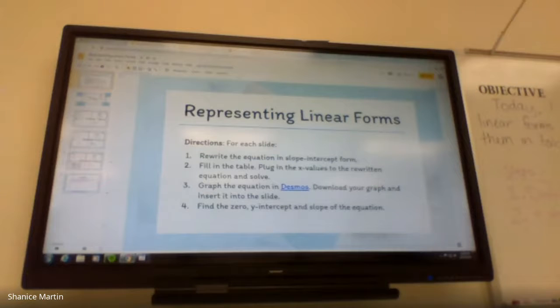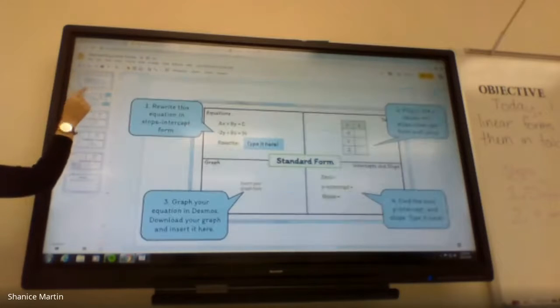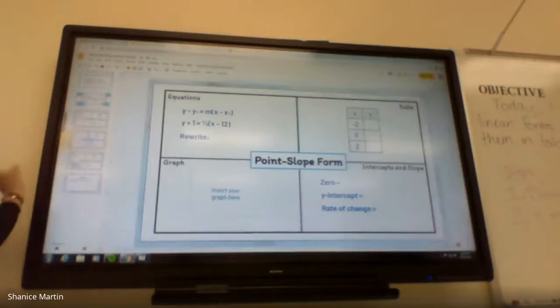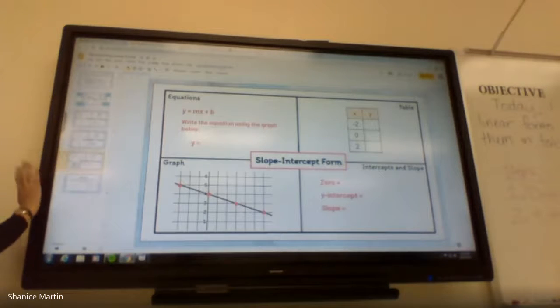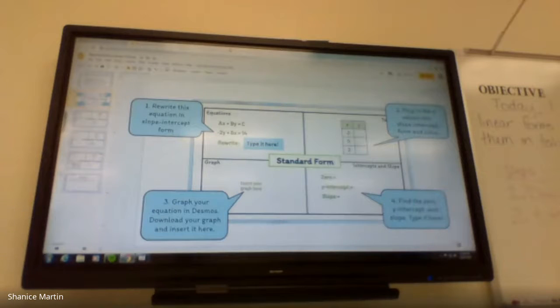Okay, I'm going to go over the instructions of what I want you to do today. There is a total of 4 slides that you need to complete. It starts with slide 3. Guys, the first 2 are just instructions to help you. It starts with slide 3, starts with standard form, then it moves on to point slope form, and then slope intercept form, and there is a reflection question at the end. That's your assignment.